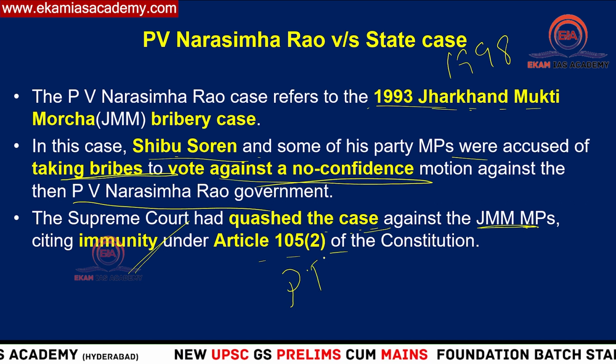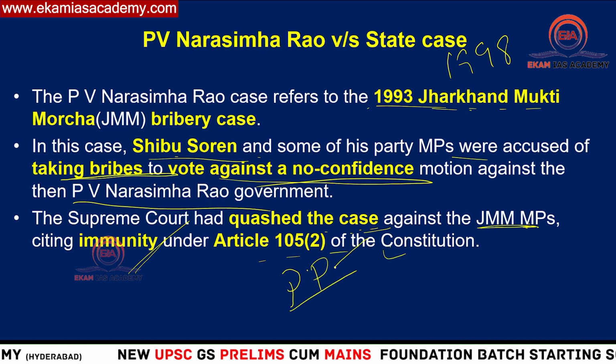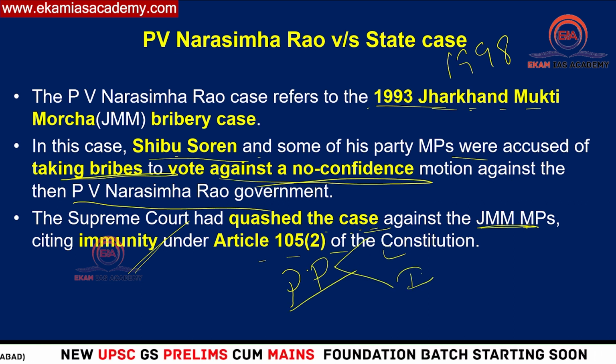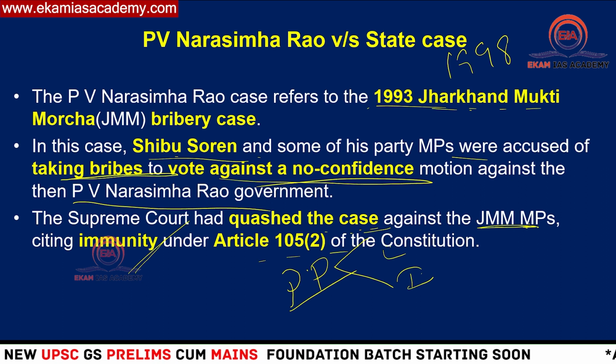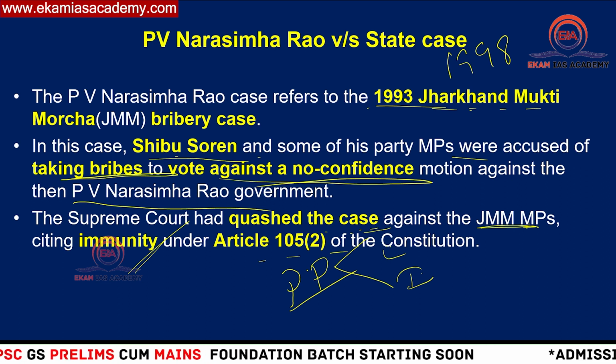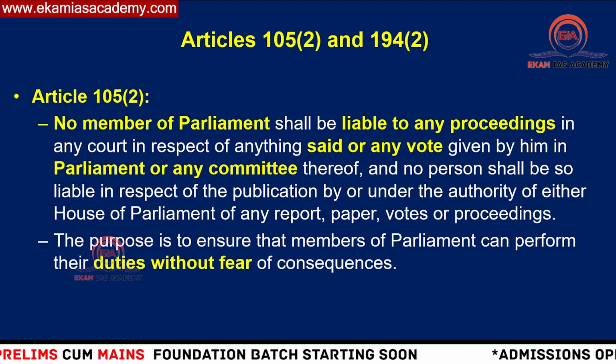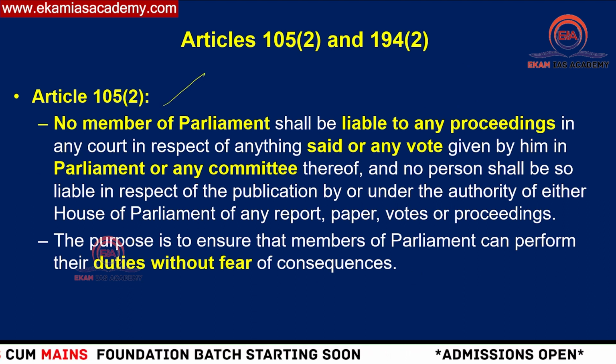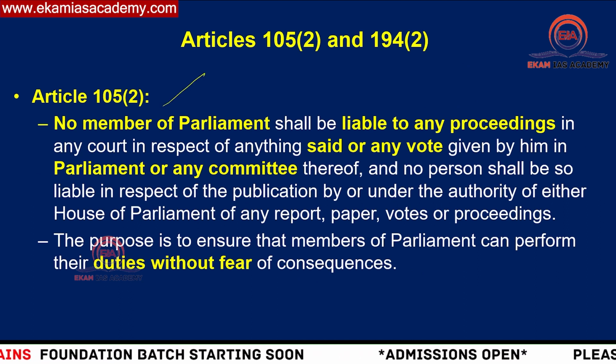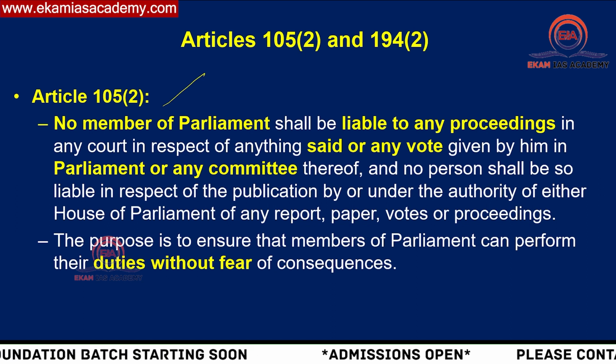It is parliamentary privilege. Okay, so there are collective privileges and individual privileges. We'll understand how these privileges come to the rescue of the legislators. Then we'll understand what this Article 105 Clause 2 is. So what does it read? No member of parliament shall be liable to any proceedings.